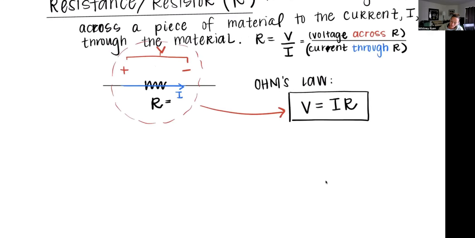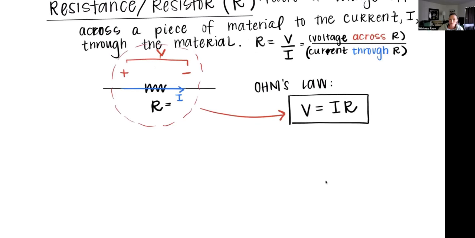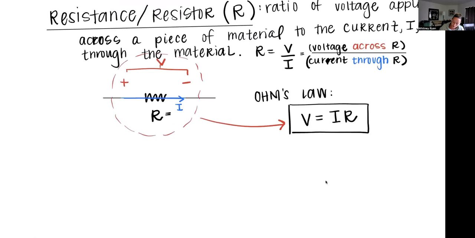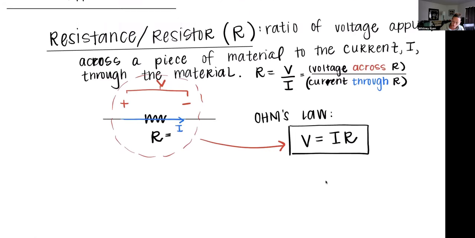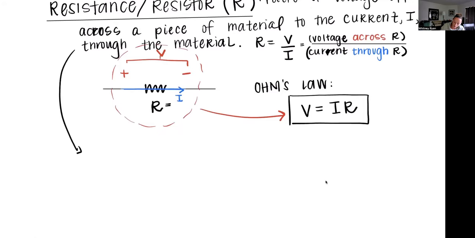So resistance is volts per amp, but we're going to get a new unit. Technically this would be over here somewhere, but I'll do it over here. The unit of resistance is the ohm. Well, look at that, Ohm's law, right? And we abbreviate that with the Greek letter omega.